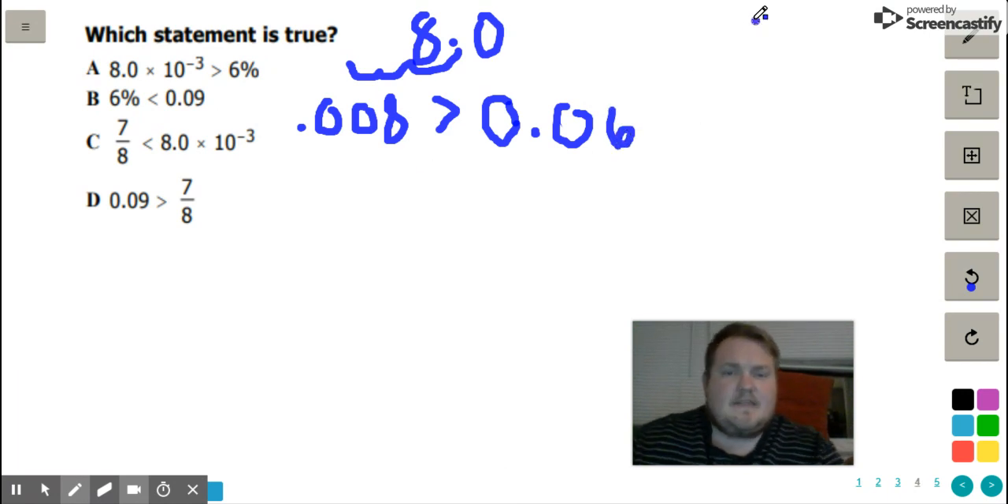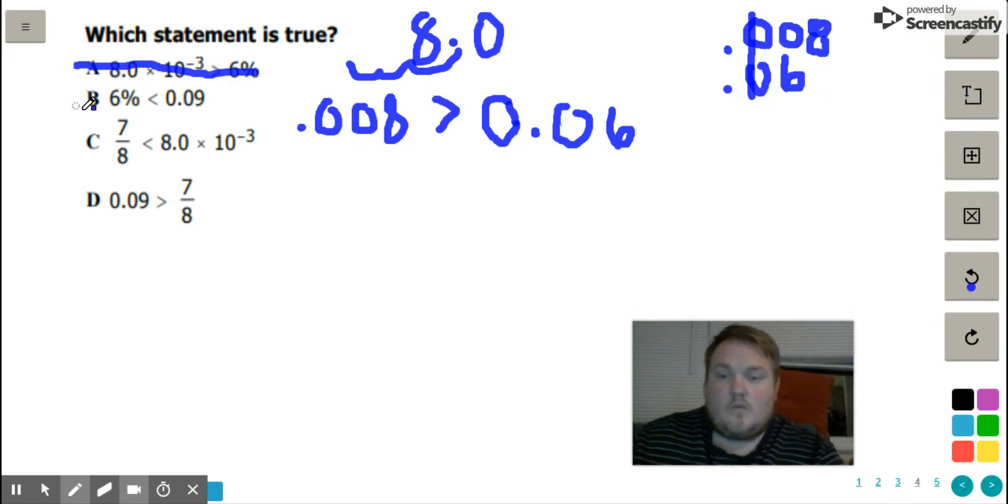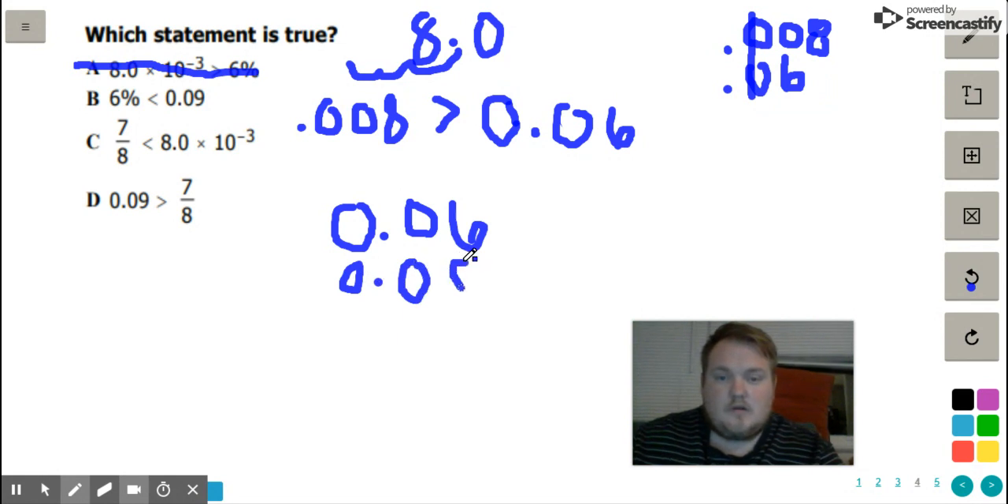So let's line that up. 0.008 versus 0.06. This is saying, because it's like an alligator eating the 0.008, that this is the bigger number. Well, 0.0, no. 6 is bigger than 0, so this is the bigger number. So we can eliminate that. With B, we have 0.06 and 0.09. And it's saying that the 0.09 is the bigger number. And when we line our decimals up, zeros, they're the same, but 9 is bigger than 6. So B is correct.